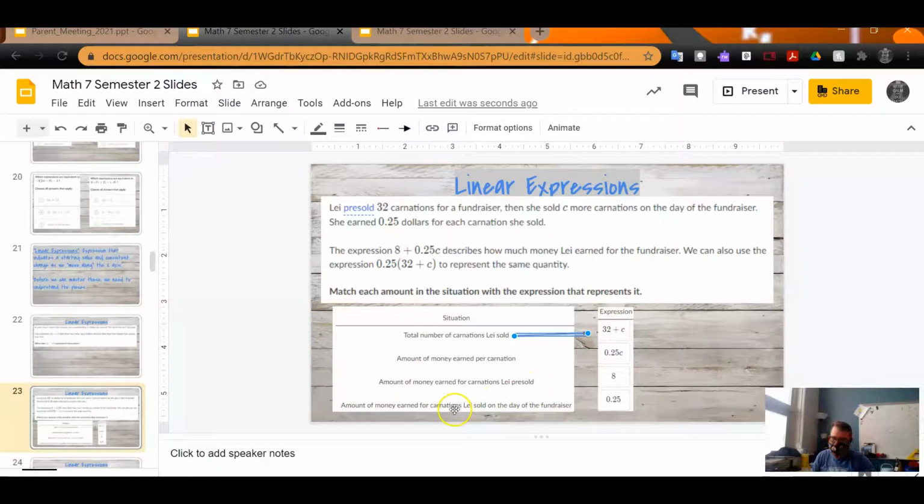Mia, can you tell me another one? Amount of money earned per carnation, where that goes, or you can pick a different one. I don't really care.